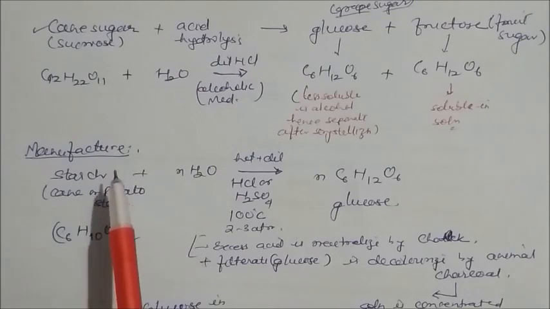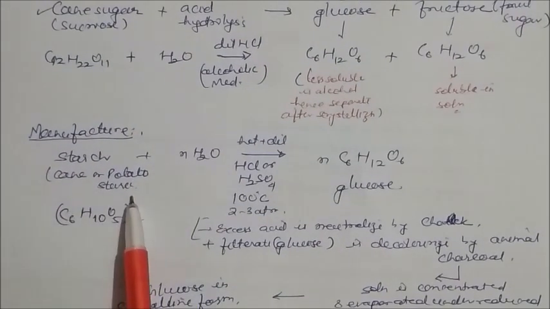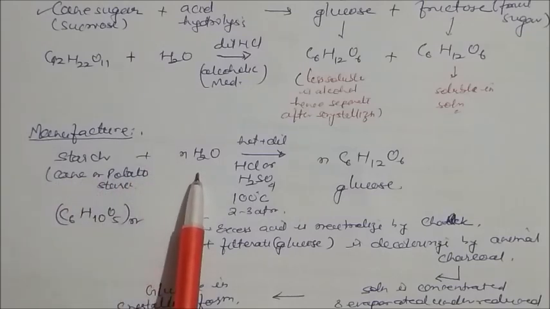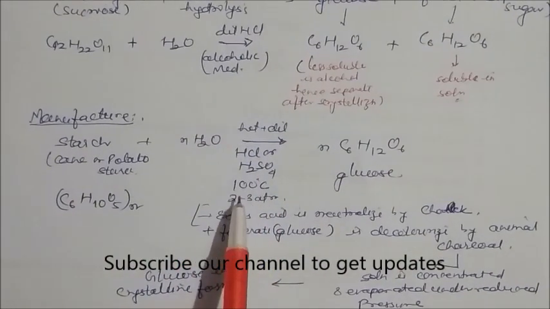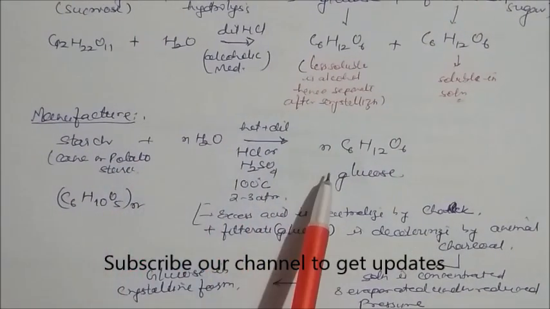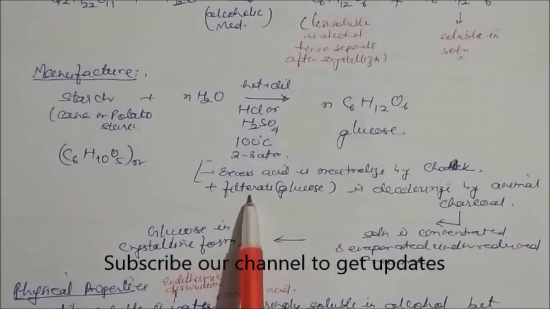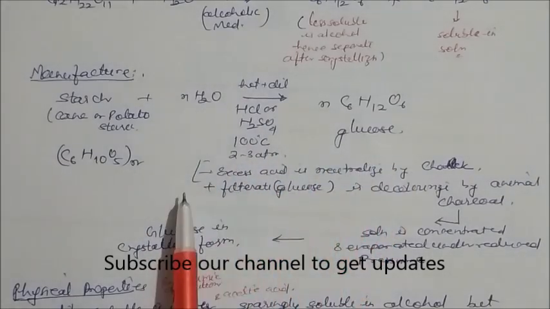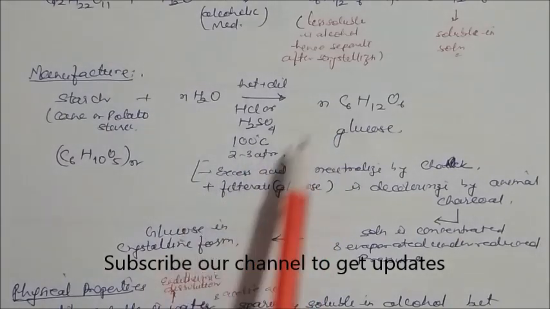Manufacture: in the case of manufacture, we take cane or potato starch, which contains starch in large quantities, and we do acidic hydrolysis under 2-3 atmospheres or 100 degrees centigrade. It will again form glucose. Starch is a homopolysaccharide. The excess acid in the case of starch is neutralized by chalk, and after the chalk, the glucose is filtered. It becomes insoluble solids.